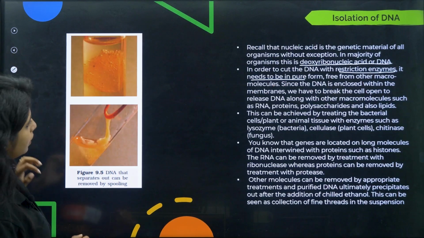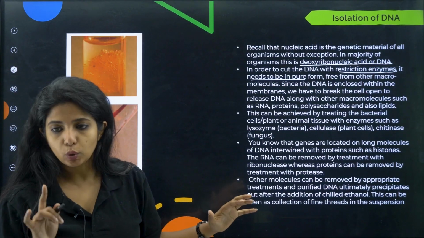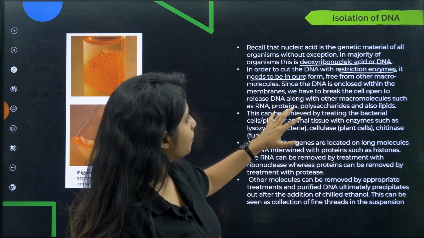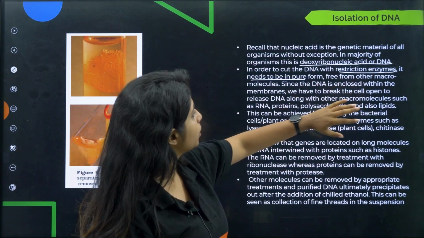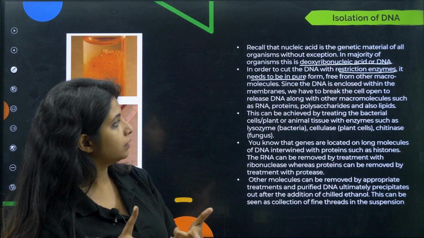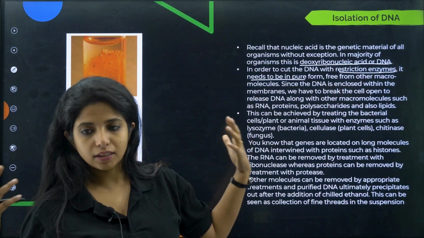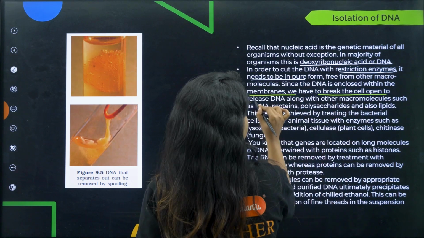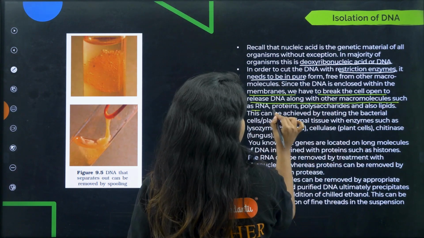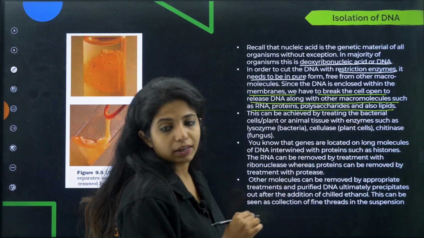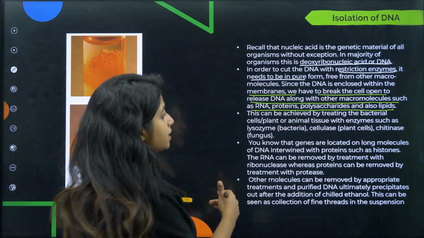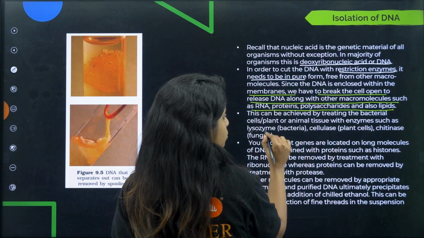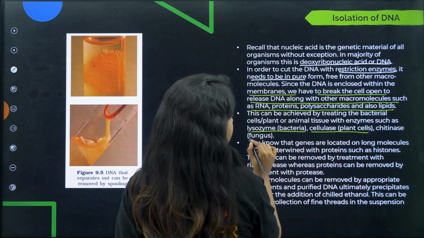Over here, we will read it once and then we'll go ahead. Basically, I should be getting the DNA free from other macromolecules such as lipids and things like that. Since the DNA is enclosed within the membranes, we have to break the cell open to release DNA along with the other macromolecules such as RNA, proteins, polysaccharides, and also lipids. Polysaccharides as in carbohydrates are also there. This can be achieved by treating the bacterial cell, plant cell or animal tissue with enzymes such as lysozyme for bacteria, cellulase for plant cell, and chitinase for fungus.